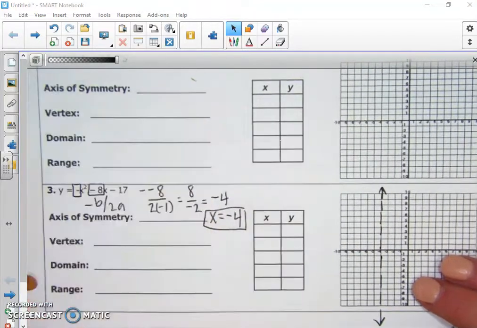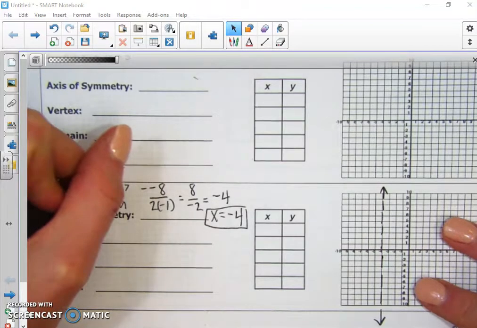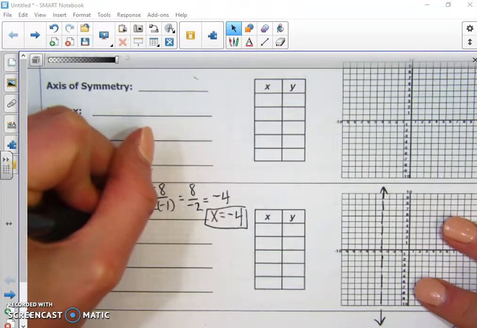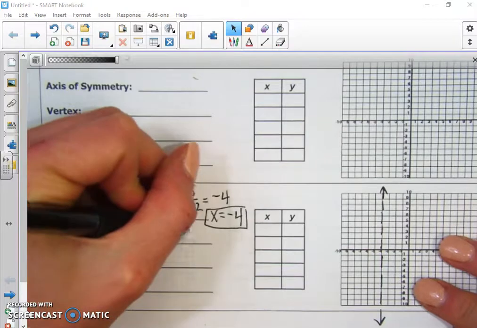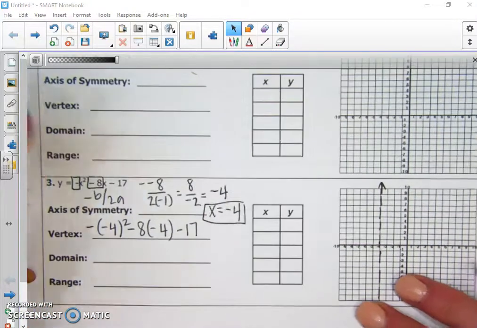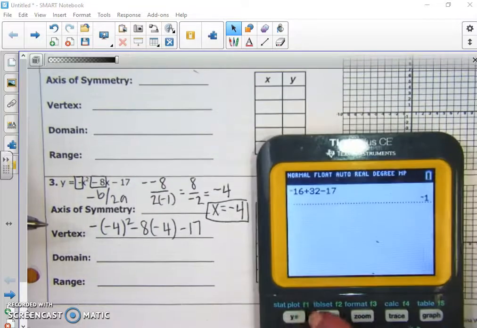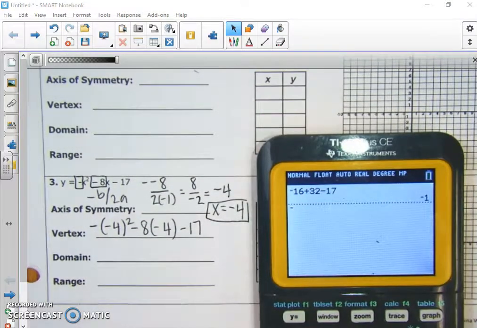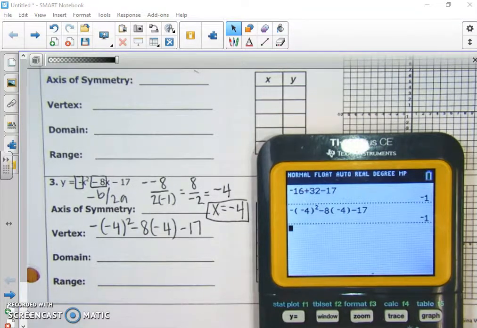Our vertex we find using that value, so we're going to say negative (-4 squared) minus 8 times -4 minus 17. And notice how since there was a negative in front of x squared, I kept that negative on the outside. So when you put this in your calculator, it's going to end up looking like -16 because it's -4 squared, minus 8 times -4, minus 17. So really you could type out that entire thing. I recommend that. And we find that it's -1.